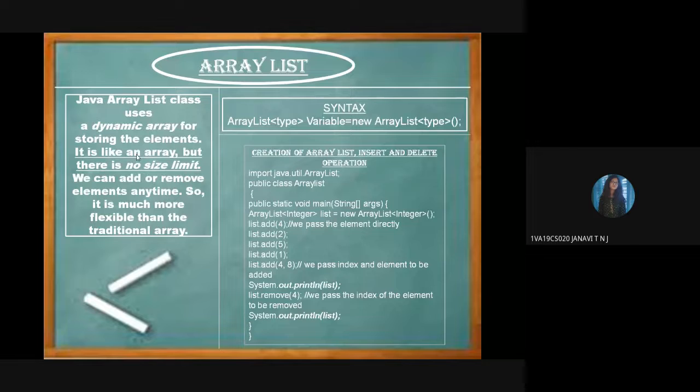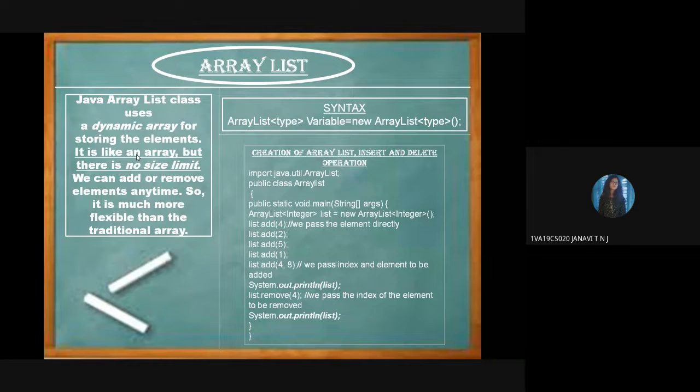ArrayList class can contain duplicate items. It maintains insertion order. It is non-synchronized. It allows random access because array works on the index basis. In ArrayList, manipulation is a little bit slower than that of LinkedList in Java because a lot of shifting needs to occur if any element is removed from the ArrayList.